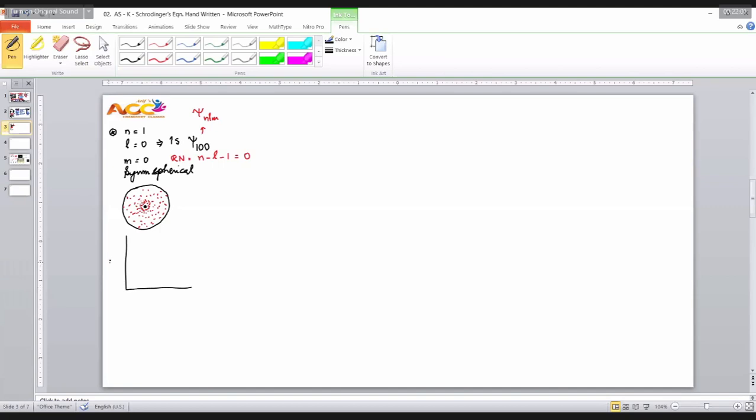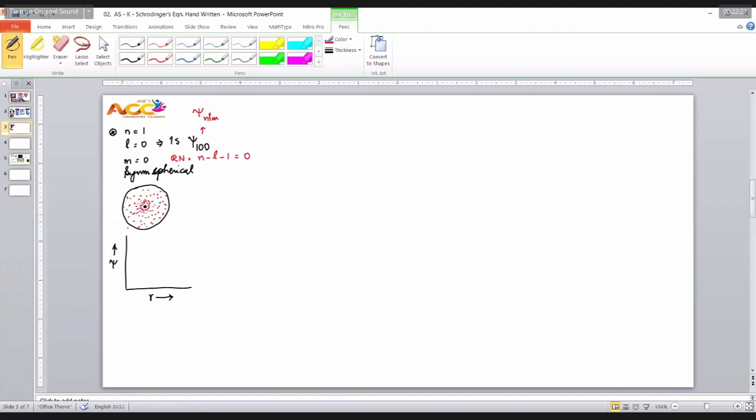Something like this. Psi versus R. Now, don't memorize these figures. Try to enjoy the meaning of the figure. You can draw it because he can ask any question, any orbital. I am taking some specific cases.